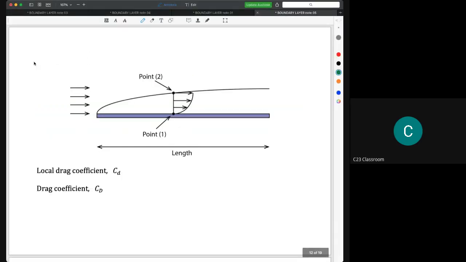So, and then we need to calculate the local drag coefficient and drag coefficient, because as I said, the usage of boundary layer is to calculate or to estimate the drag force. Okay. So, di dalam pengiraan ini, parameter yang penting yang awak kena faham ialah, okay, if we have a flat plate like this one, so we have a flat plate here. So, and then the boundary layer occur.